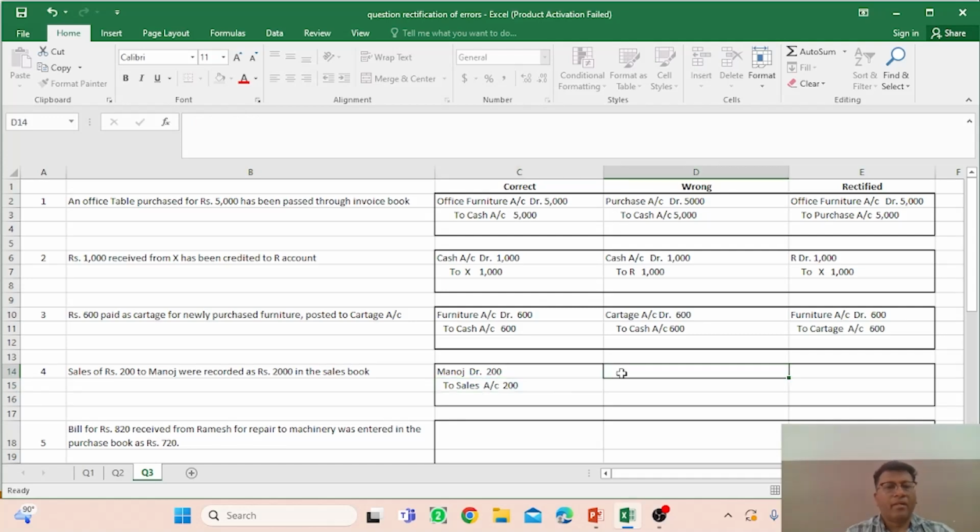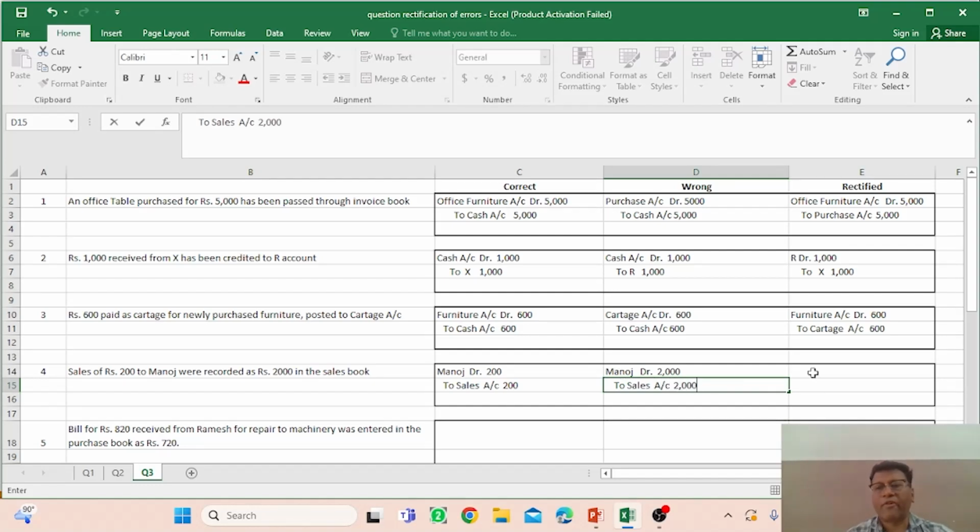And what about the amount? 200. And it was recorded, right, 2000 in the sales book. It means the mistake was made, right? Error took place in the book, okay, on both sides, debit and credit. So the entry was not made in error, but the amount was wrongly posted. Okay, so exactly what is the particular wrong entry which was made in the books? Manoj debit rupees 2000, and to sales account rupees 2000.